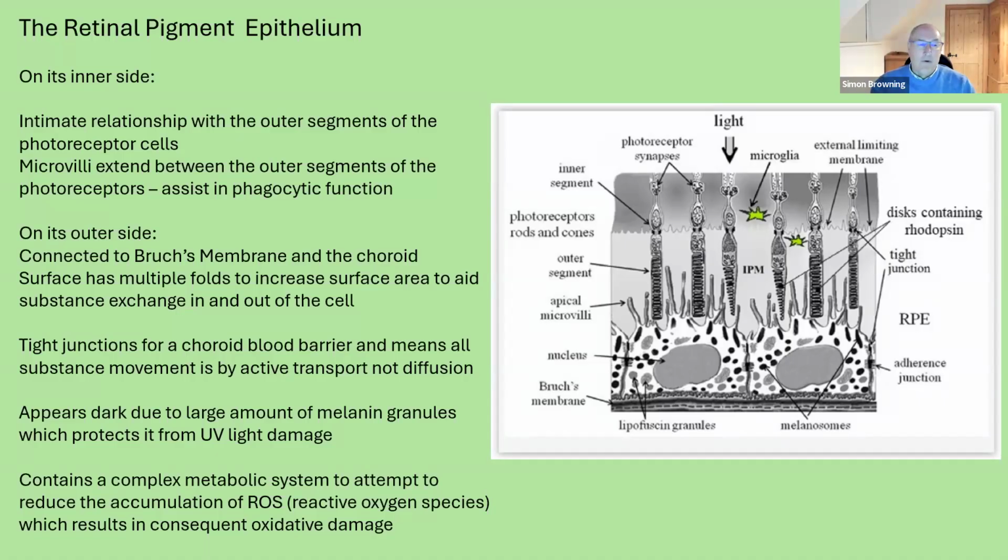Histologically, it appears dark, just due to the amount of melanin granules that are in each cell. And those melanin granules are there to, again, absorb the heat energy that is coming in from the light sources. And again, that plays a very important role in protecting the cell. And it contains a whole mass of metabolic systems. And the whole idea really with these systems is to reduce what we call the accumulation of reactive oxygen species. Now, these are elements that will cause oxidative damage within the cell.